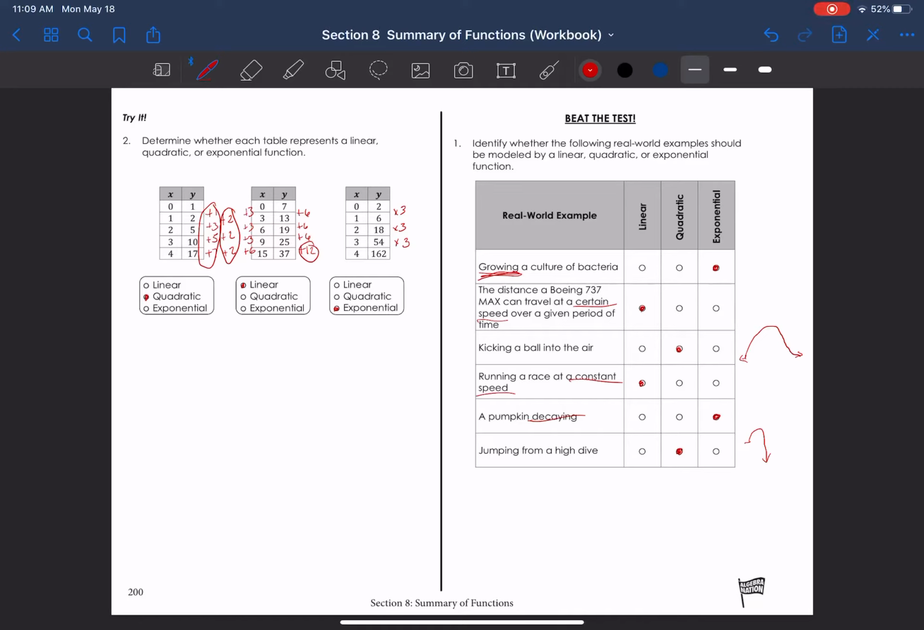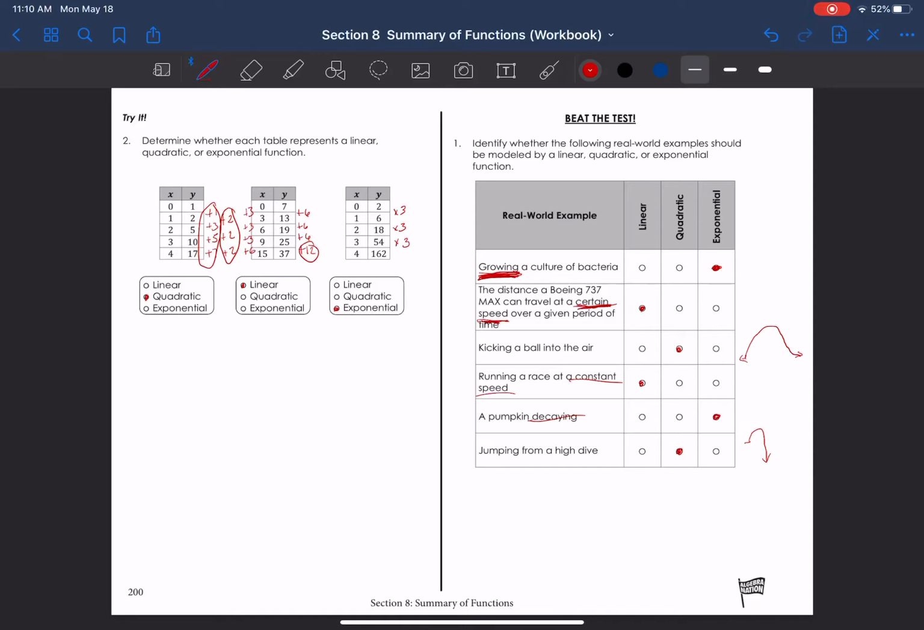So that lets you know that is exponential. If you're just looking at real world examples, anytime that something is growing is going to be modeled by an exponential graph. If something is going a certain speed, that's the key word. That means it's going at a constant speed, and that's going to be modeled by a linear graph.